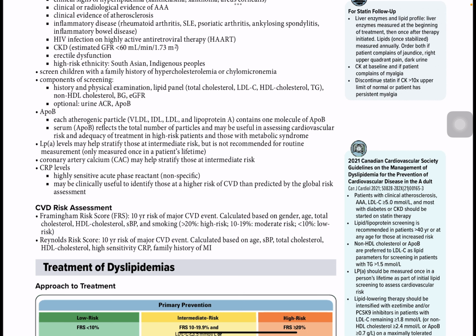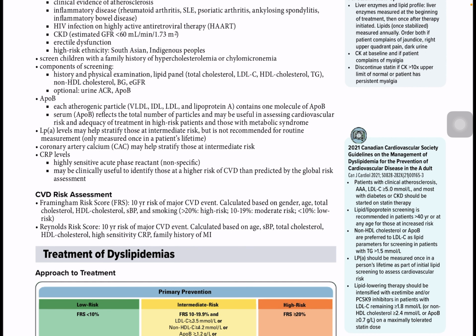Components of screening: history and physical examination, lipid panel, total cholesterol, LDL, HDL, triglyceride, non-HDL cholesterol, blood glucose level, and eGFR. So these are the components that you are going to order. So let's see, if there is a 40-year-old male, healthy, no family history of cardiovascular conditions, nothing, what are you going to order?